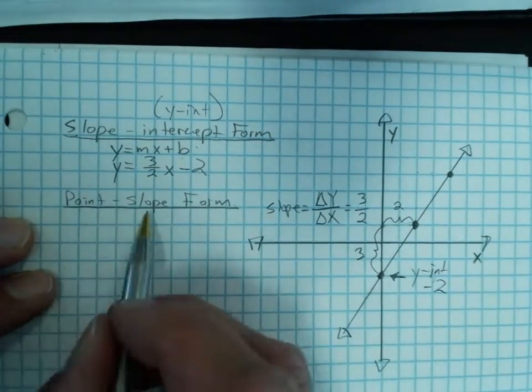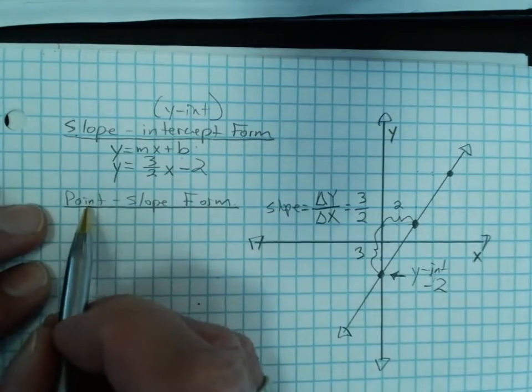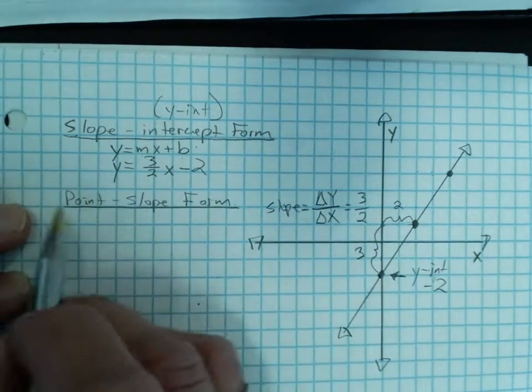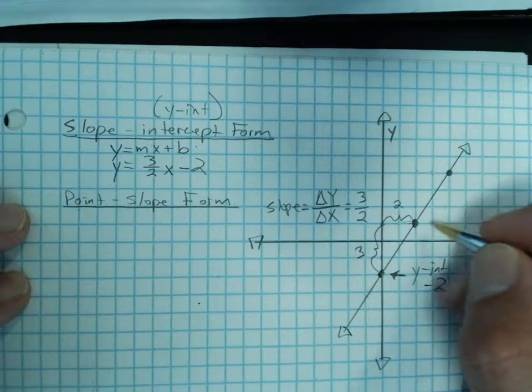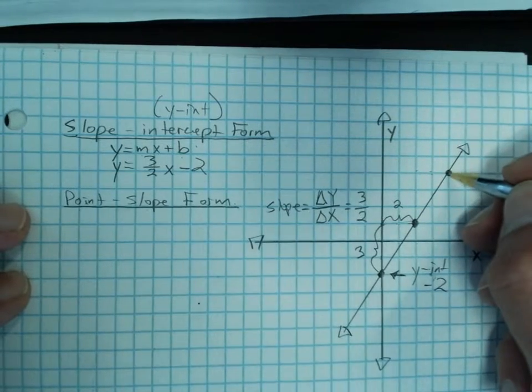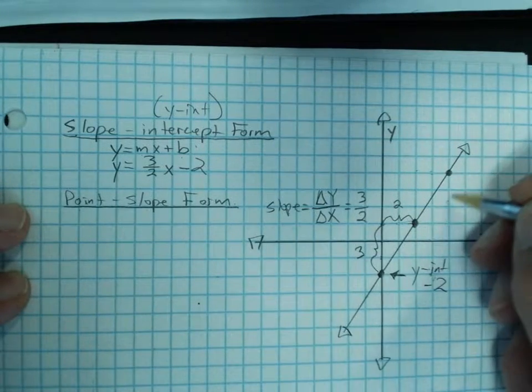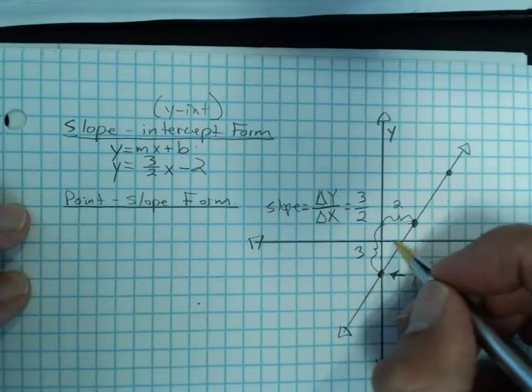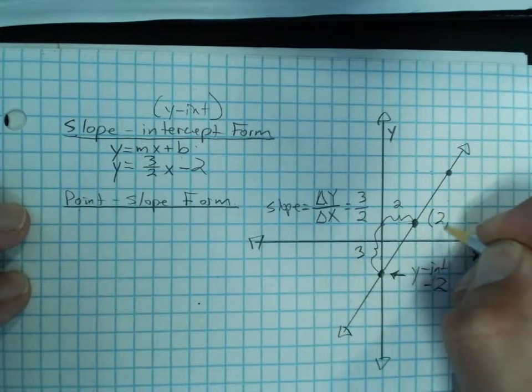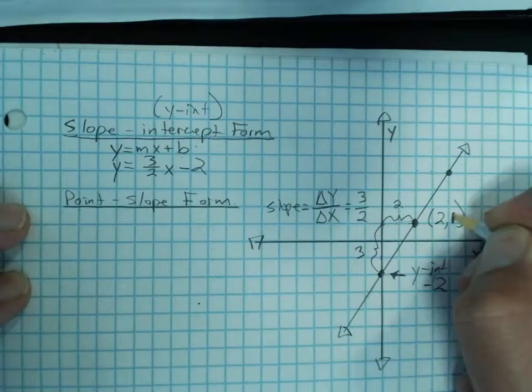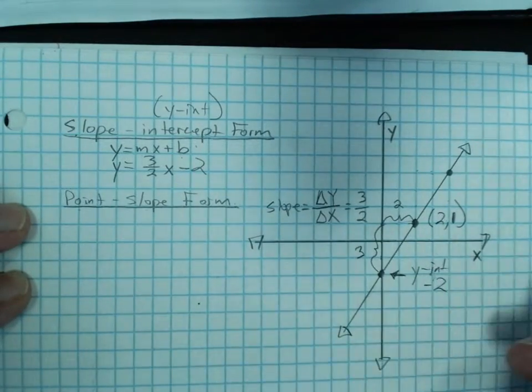When I talk about the point-slope form, it's again just as it says. I need a point and I need a slope. So for this, let's use this point up here. Let's see, 1, 2, 3, 4, 1, 2, 3, 4. Actually, let's use this one. So this is going to be (2, 1). That is my point, and I already have the slope.